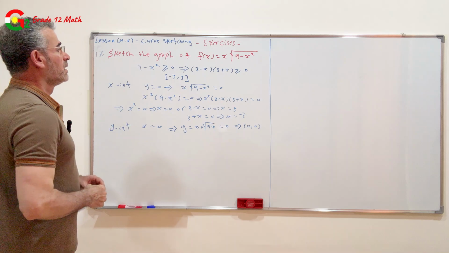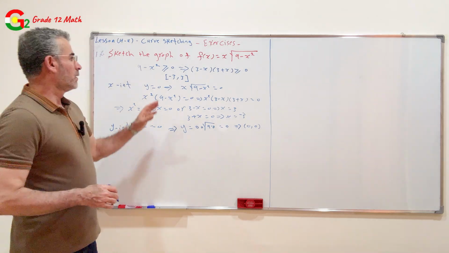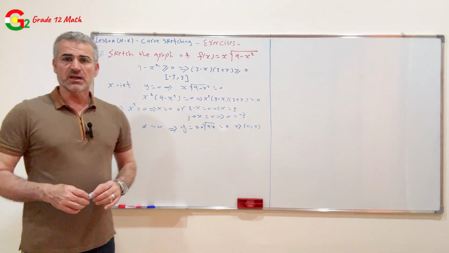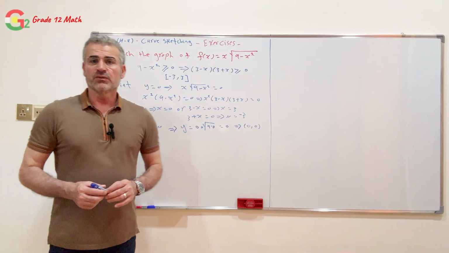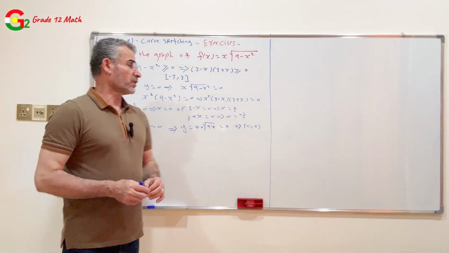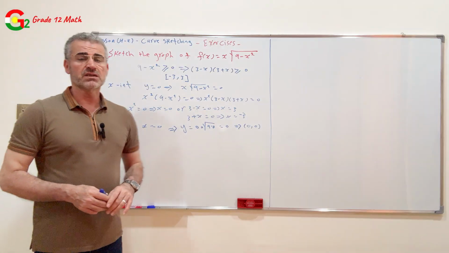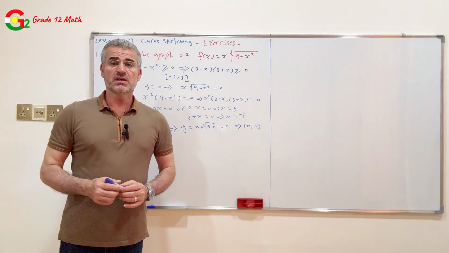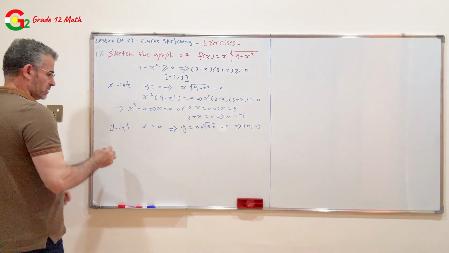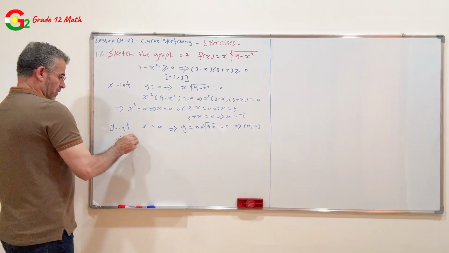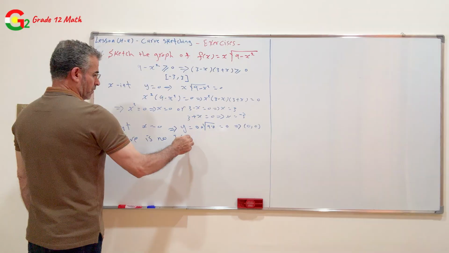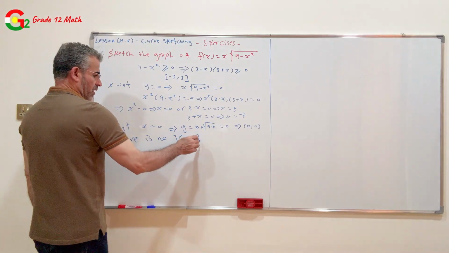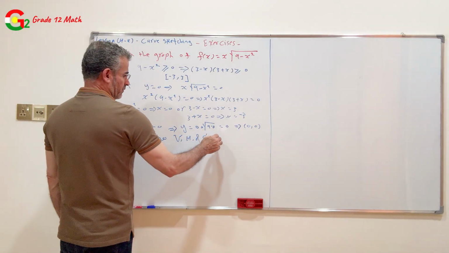The function has no vertical asymptote. The function also has no horizontal asymptote, since the function is undefined when x approaches positive or negative infinity. Also, the function has no slant asymptote, since the function is not rational. So there is no vertical, horizontal, or slant asymptote.